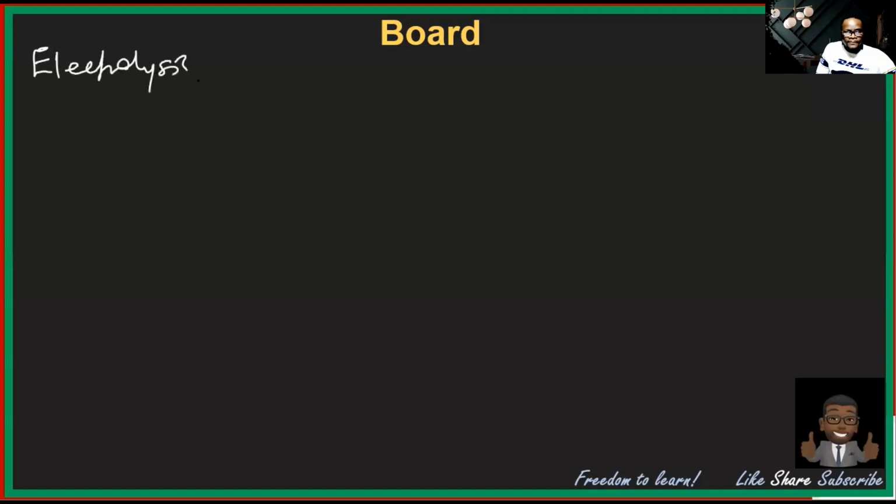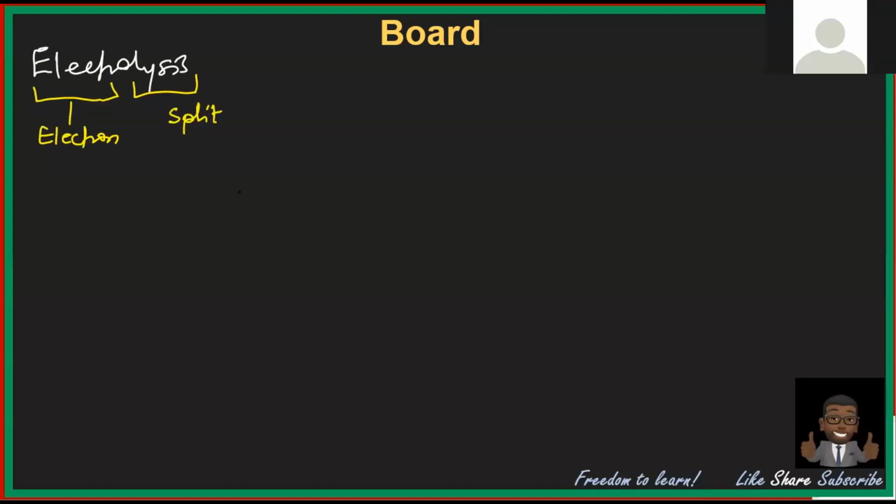Electrolysis. It's done in an electrolytic tank. So first, what is electrolysis itself? If you look at this word, we have two words here. Electro, from the word electrons, and of course, lysis simply means to split. Electric current is the flow of electrons from negative pole to positive pole.